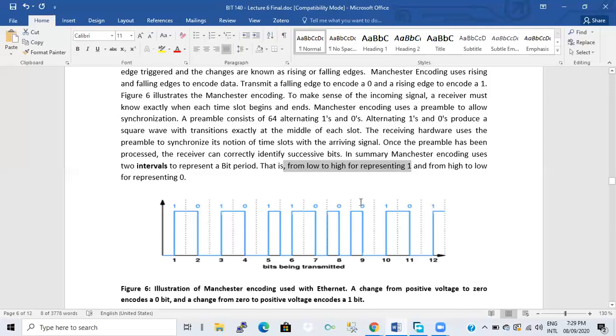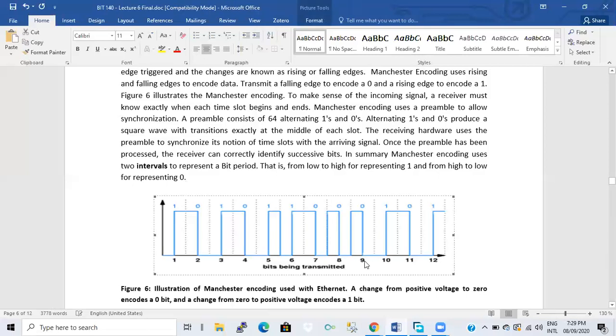Okay, just like that. So this is telling us, from a low to a high, we represent a 1. And from a high to a low, we represent a 0. So I may ask you in an exam, how do you represent a 1 in Manchester encoding? You represent a 1 in Manchester encoding by drawing from a low to a high. And if you want to represent a 0, you are drawing from a high to a low. This is very important. The time intervals as well, you need to draw them.